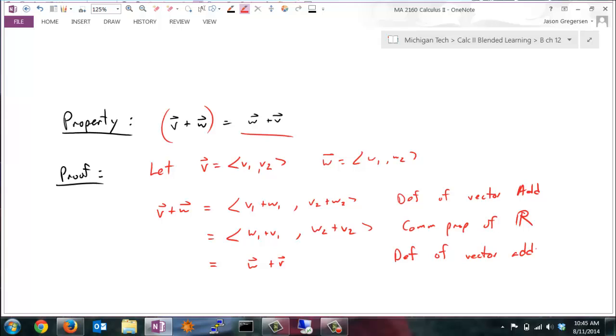I can only use the things that I know. I know the definition of vector addition. It's one of the few things I know about vectors at this point. And I know my properties of real numbers. It's like the only tools in my toolbox right now. Okay. Any questions about that proof? Once again, you won't be required to know that proof on an exam or a quiz. Hopefully you can see that they're not too crazy.